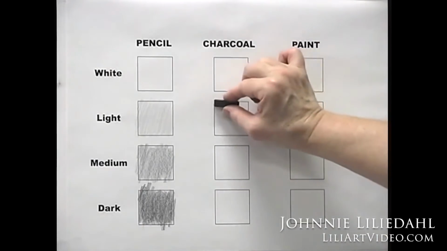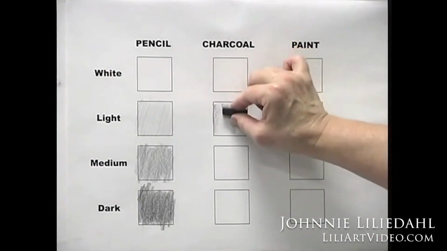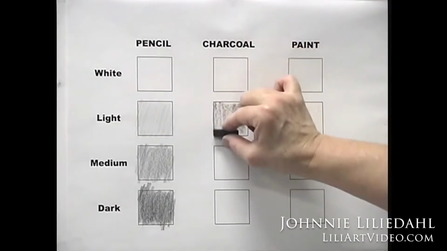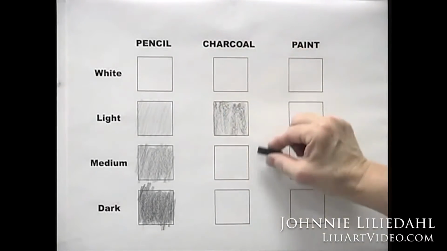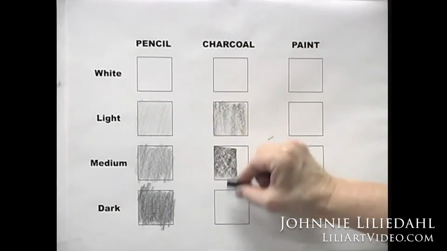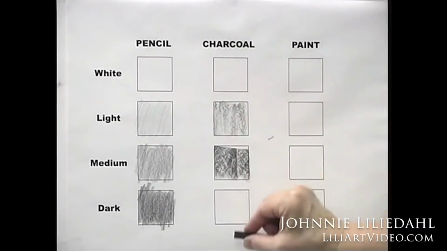Sometimes charcoal is the medium of choice. A nice, soft, square stick makes rich strokes, but it's the dirtiest of all drawing tools.